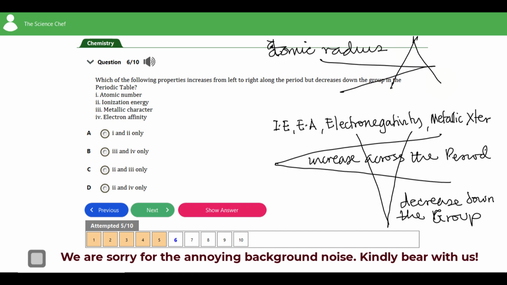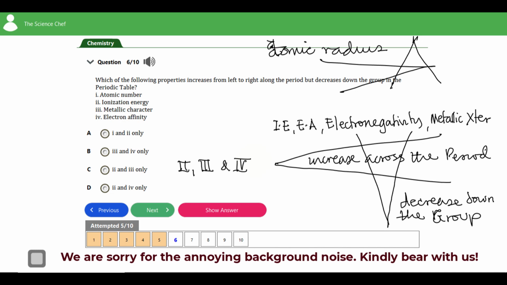All right, so what would be the answer to this question? Which of the following properties increases from left to right along the period but decreases down the group? Ionization energy, yes. Electron affinity, yes. Electronegativity, yes. So 2, 3, and 4. There's no 2, 3, and 4 here. So there's no answer here. So let's move to the next question. The correct answer ought to be 2, 3, and 4. That's the correct answer. There's no answer here.